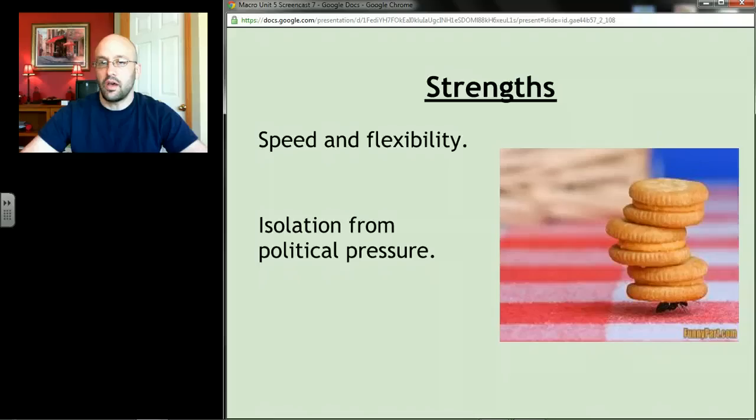Maybe more importantly than that, the Federal Reserve is isolated from political pressure. Remember, they're appointed and they have relatively long terms. So they don't have to worry about getting elected or pleasing voters. They're kind of like the responsible adult. When the federal government's off spending money it shouldn't be spending, the Federal Reserve doing monetary policy can actually do the right things without worrying about the political backlash of doing those things.